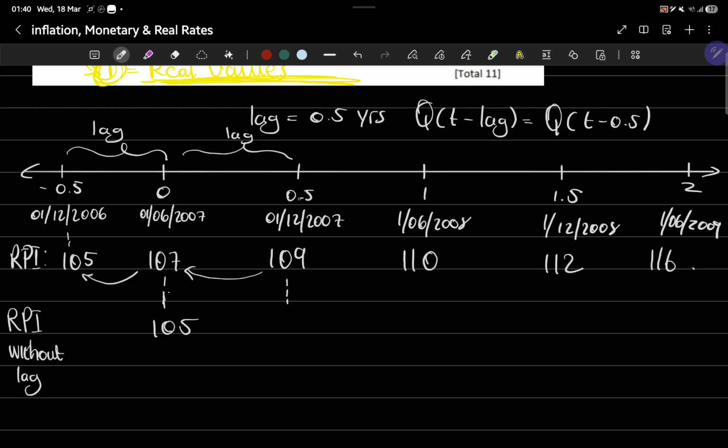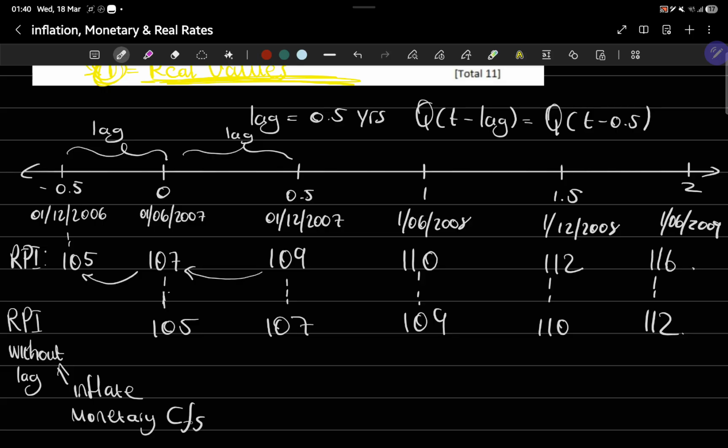So here we'll have Q(0.5 minus 0.5), which is Q0, which is 107. You'll have Q(1 minus 0.5), which is Q0.5, which is 109. And the same follows for the rest of these. Now remember, we use these ones without lag to inflate, or get the monetary cash flows, and we use this one just bare as it is to deflate, or get the real cash flows.